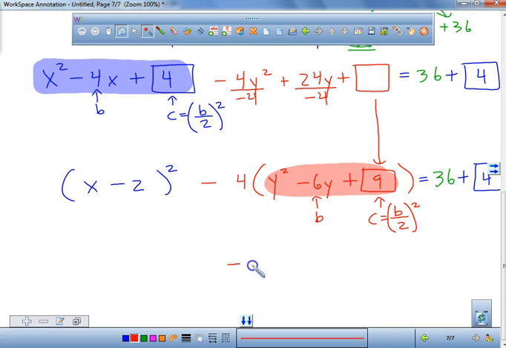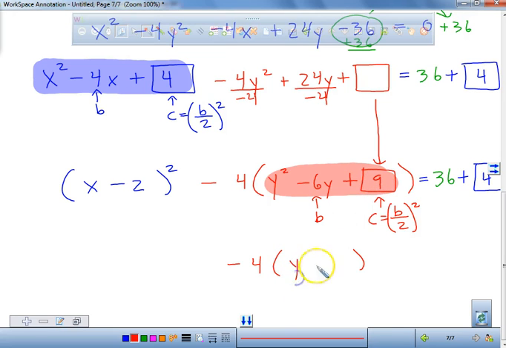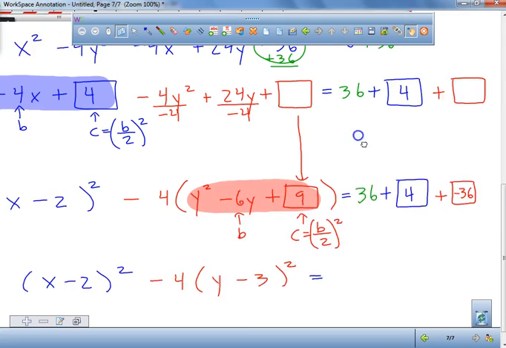Okay. What does this factor to? y minus 3 squared. Because -3 plus -3 is a -6, and -3 times -3 is a positive 9. We're almost done. This is all equal. So (x minus 2) squared minus 4 times the difference of y and (y minus 3) squared is equal to, let's go over here.